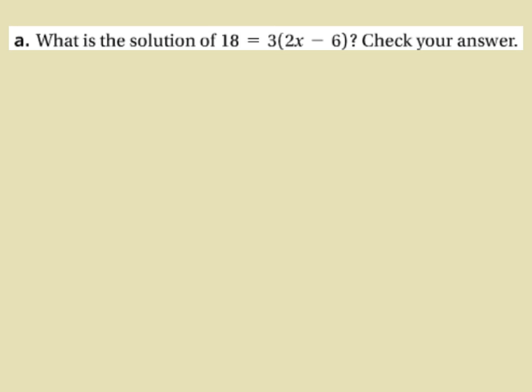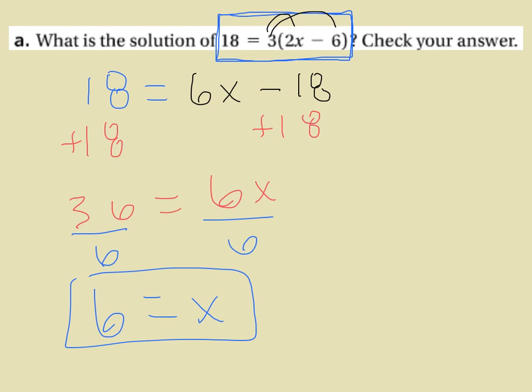Right now you should pause the video and solve this problem by yourself. Again, I should see this problem written down in your notebook when you watch the video. And you should have gotten that x is equal to 6. So you first distribute the 3, and that becomes 6x minus 18, and then solve your two-step equation.